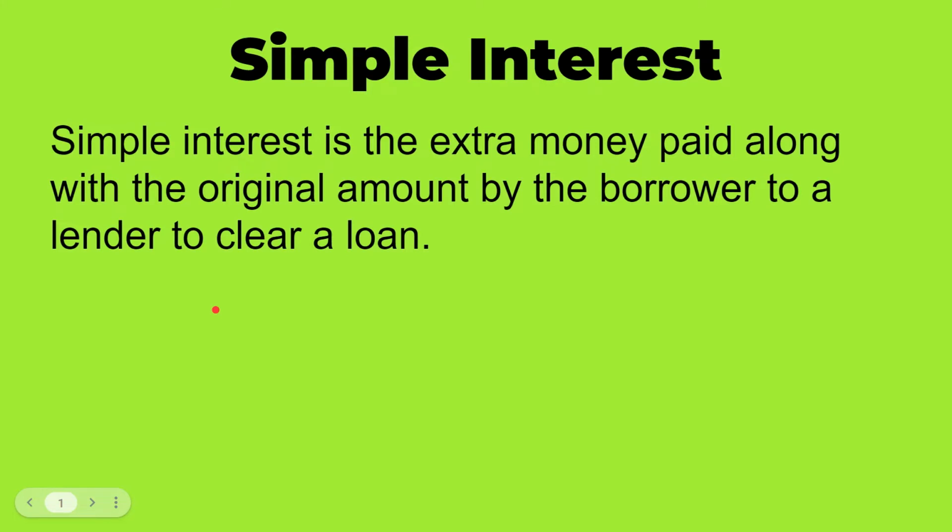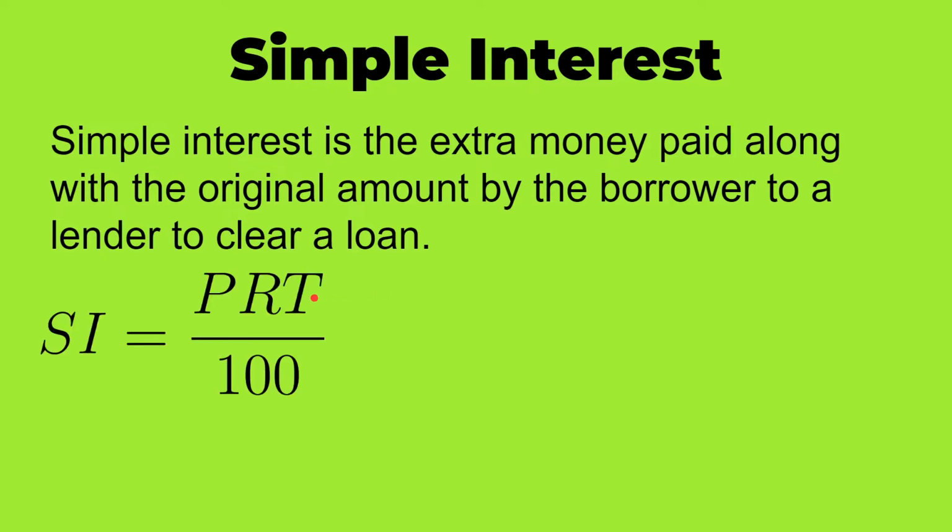So simple interest or any type of interest is the extra money paid along with the original amount by the borrower to a lender to clear a loan. Let us suppose that I take rupees 100 from a bank, and so to clear off the loan I need to give rupees 100 along with some additional amount which depends on the original amount, the rate, and the time period of the loan. The rate is fixed by both the borrower and the lender.